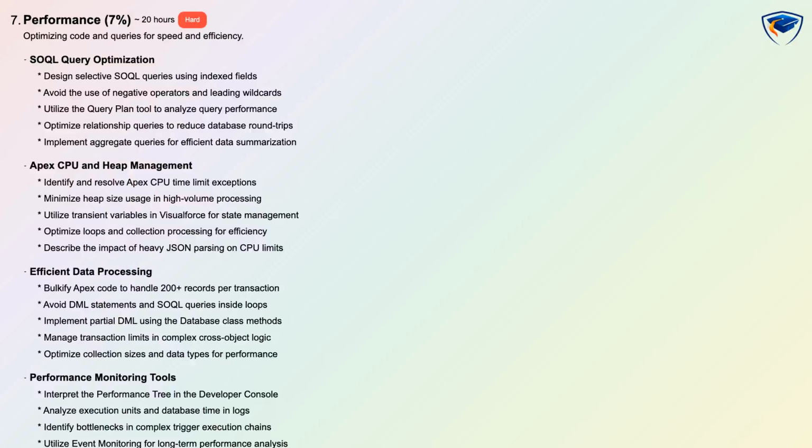You will optimize SOQL queries for selectivity, use the query plan tool, and design aggregate and relationship queries to reduce round trips. The syllabus covers Apex CPU and heap management, minimizing heap size, bulkifying code to handle large record volumes, and avoiding costly operations inside loops. Front-end performance topics include storable actions for LWC, lazy loading, reducing payload sizes, and using monitoring tools like the performance tree and event monitoring for long-term analysis.